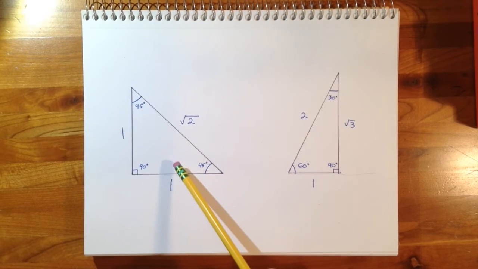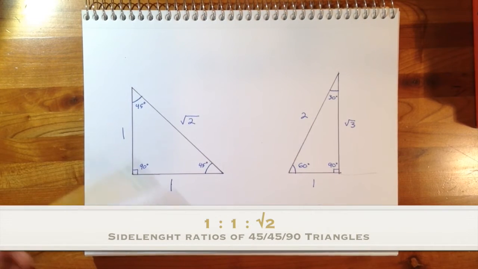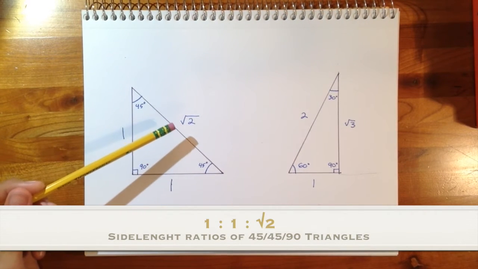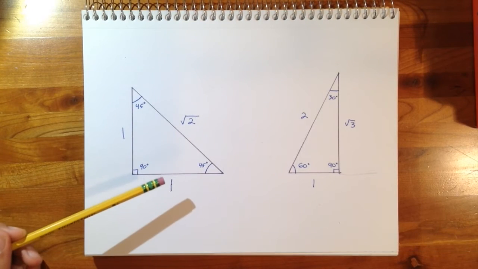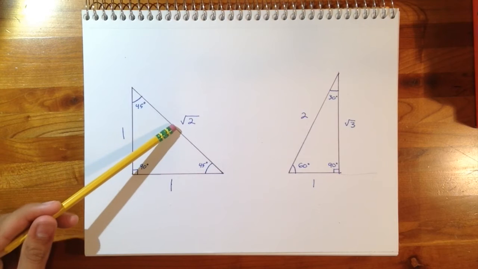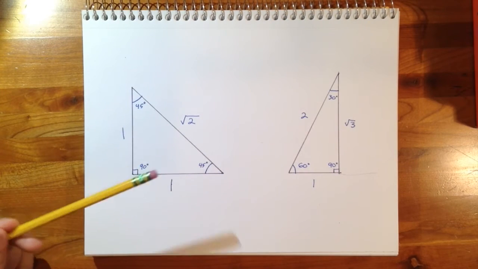This is the 45-45-90 triangle, of course, because those are the measurements of the angles. And the leg lengths are 1, 1, and the hypotenuse is the square root of 2. This one is pretty simple to think about if you know how to use the Pythagorean theorem. You have lengths of 1 and 1, so c squared is 2, so c is the square root of 2.